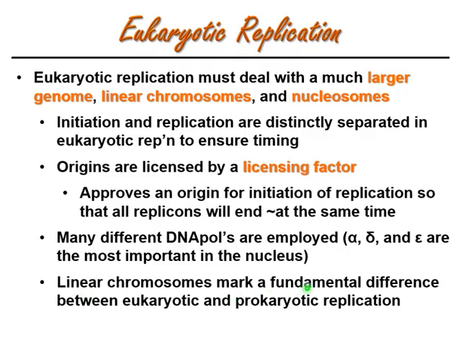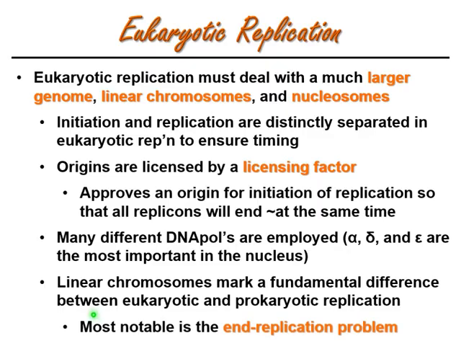Linear chromosomes mark a fundamental difference. So this is important now. We're getting to the biggest problem, which is the end replication problem. So linear chromosomes mark a fundamental difference between eukaryotic and prokaryotic replication. And because you have linear chromosomes, you are introducing a problem that simply does not exist in prokaryotic DNA replication, and that is the end replication problem. And so that's what this says. The most notable difference is the end replication problem. So let's talk about the end replication problem and what that is and what the solution is.